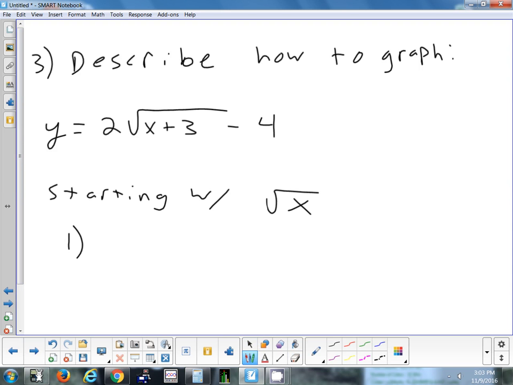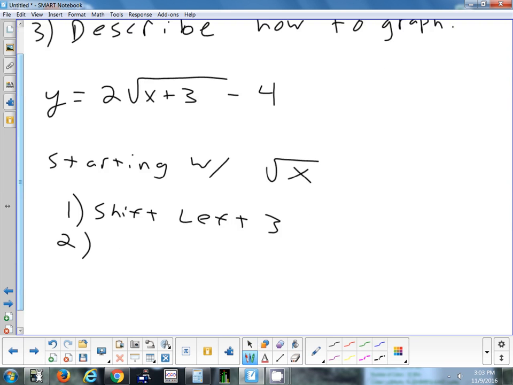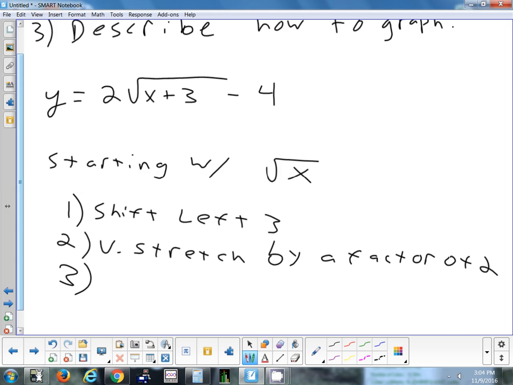Okay, so I've already said them a couple times, so can someone repeat them back to me? Horizontal shift left 3. Okay, so shift the square root of x left 3. And then do a vertical stretch by a factor of 2. And vertical shift down 4. And then shift down 4.